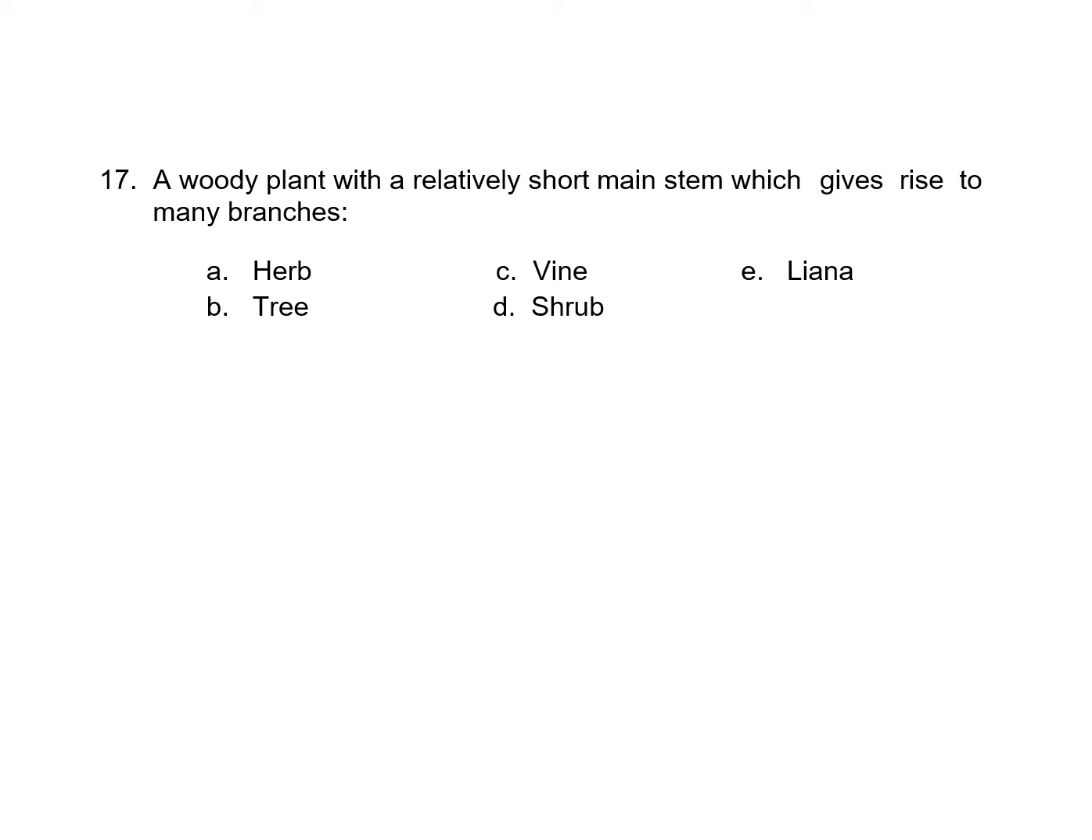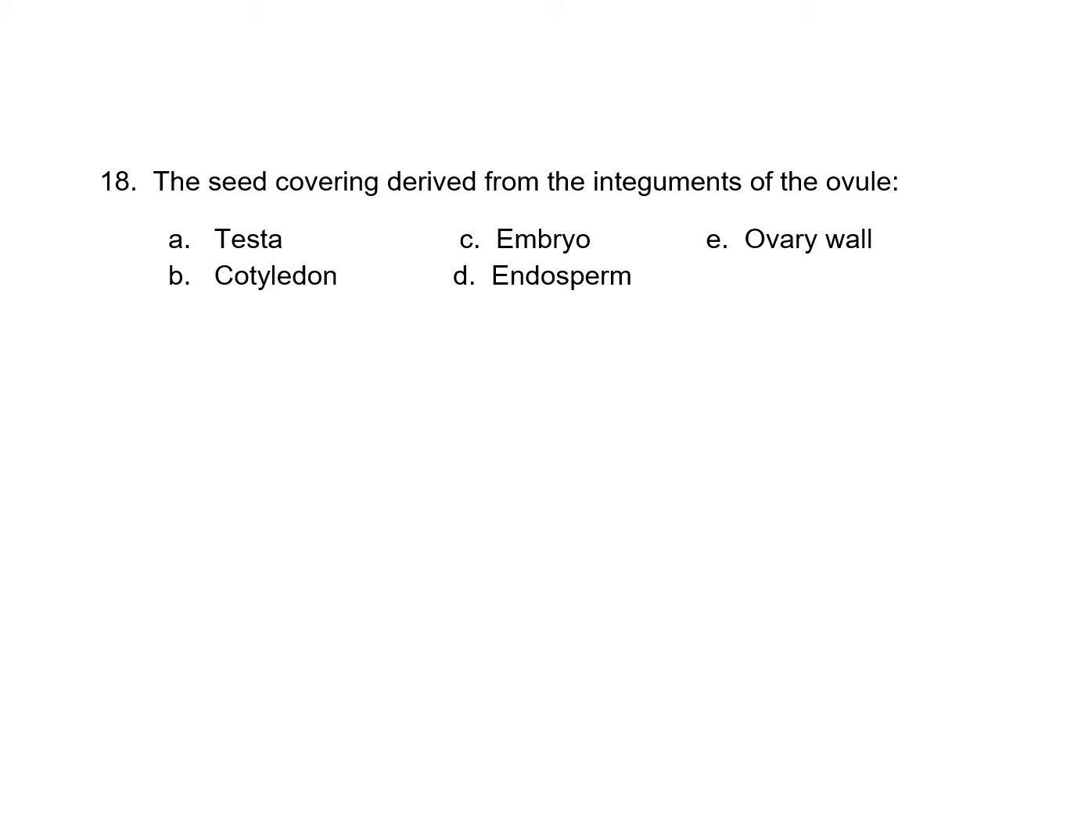Number 17. A woody plant with a relatively short main stem which gives rise to many branches. A. Herb. B. Tree. C. Vine. D. Shrub. Or E. Liana. The answer is shrub.